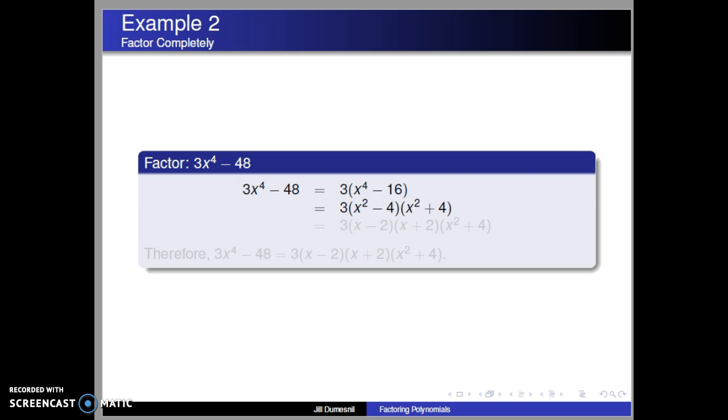Now we have a factor that is itself a difference of squares that can be factored further. Therefore, our original polynomial 3x to the 4th minus 48 can be factored as the constant 3 times x minus 2 times x plus 2 times x squared plus 4.